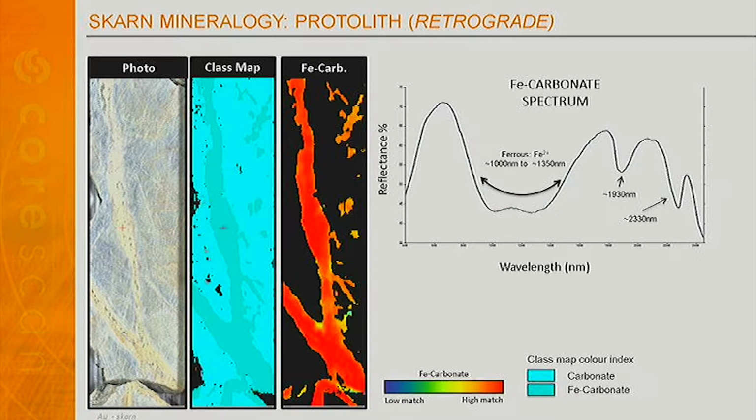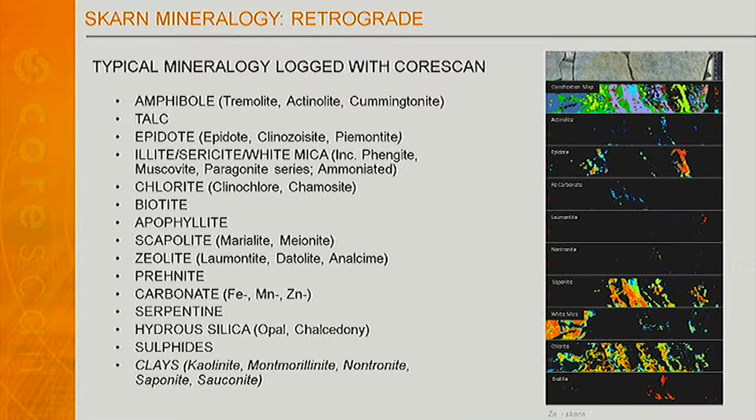And then now we'll get into the retrograde, and this is a really beautiful example where you see the original primary carbonate in the lighter cyan color here, and then you can see the retrograde iron carbonate veins coming through here, which is really beautiful. And so here's the iron carbonate here on the right. And so I put that there because it has both pro and retrograde.